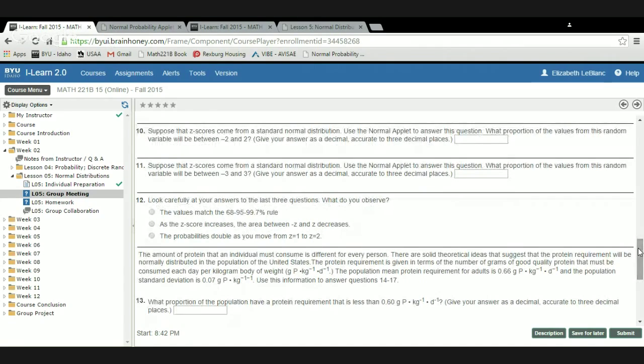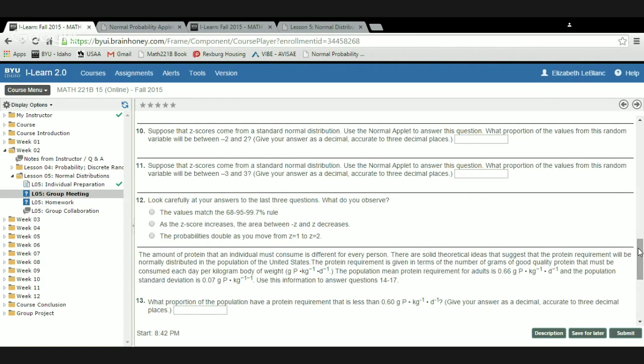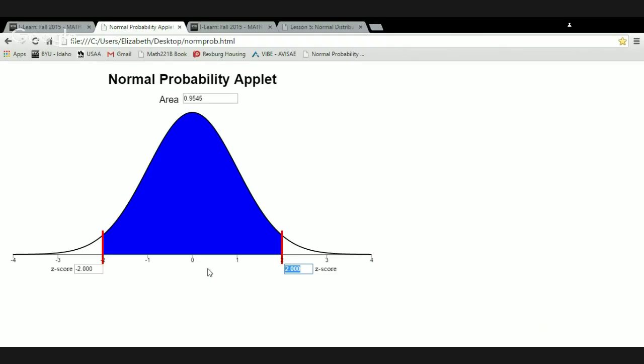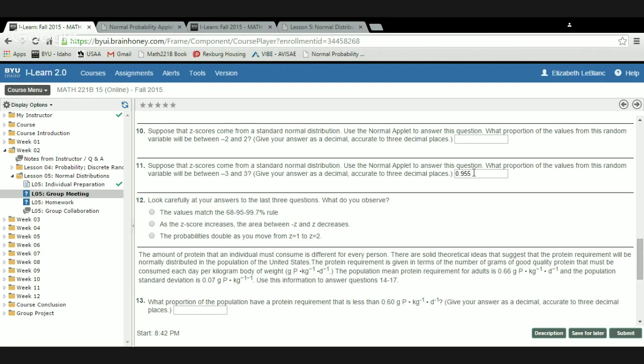All right, number 10. Suppose that z-scores come from a standard normal distribution. Use the normal applet to answer this question. What portion of the values from this random variable will be between -2 and 2? So that one we do the same thing. We just put in 2 instead, which is 0.955. Okay. 0.955.